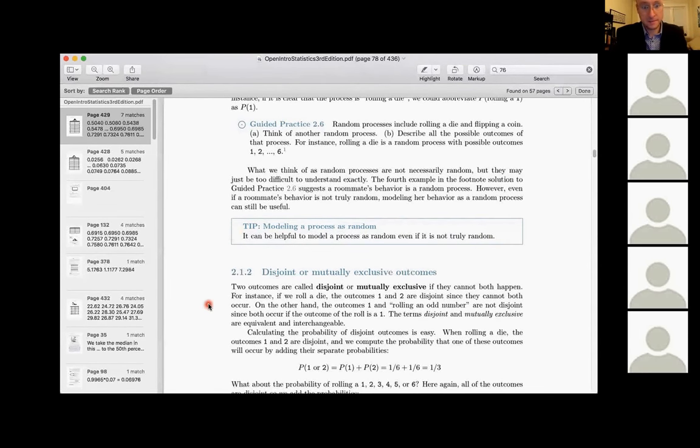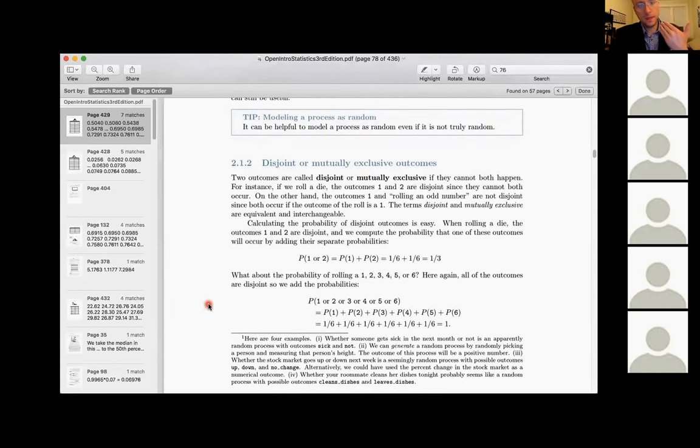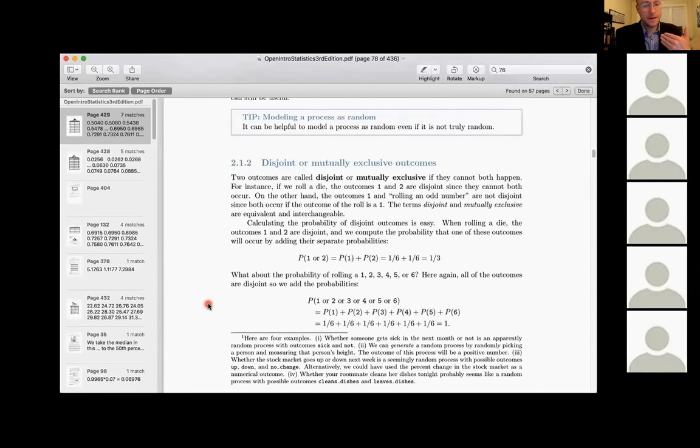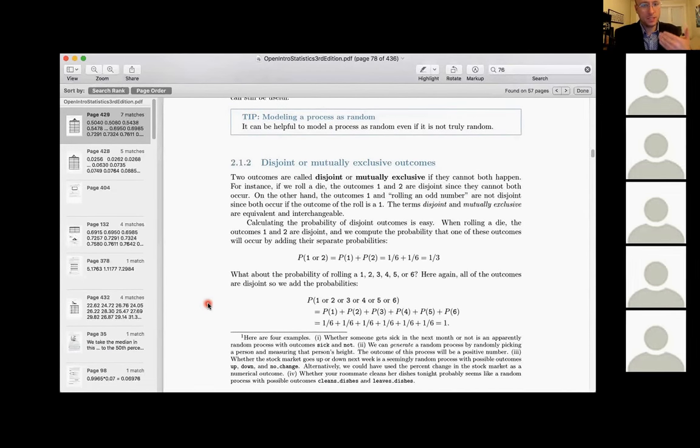It's something to discount. Now, we do have outcomes that are disjoint or mutually exclusive. We have mutually exclusive, and then we also have mutually inclusive. Mutually exclusive means they can't both happen. It cannot be the case that when I flip a coin, you get both heads and tails. And that means it's also a disjoint probability.